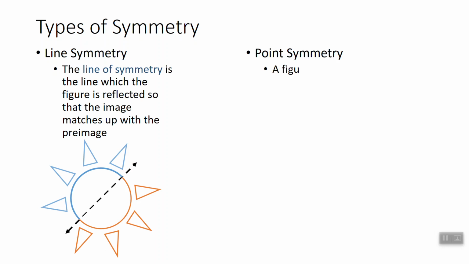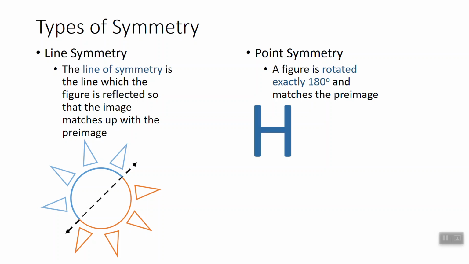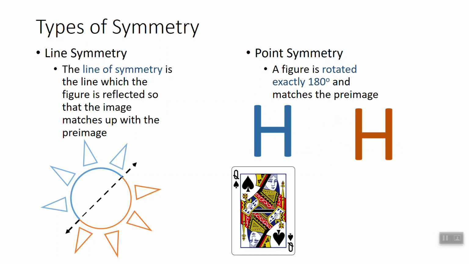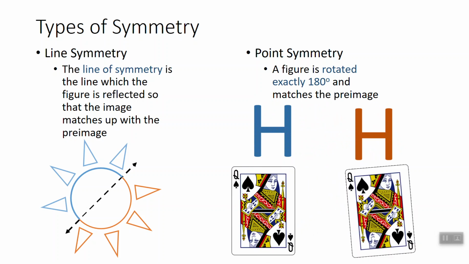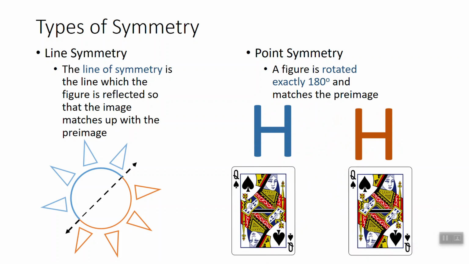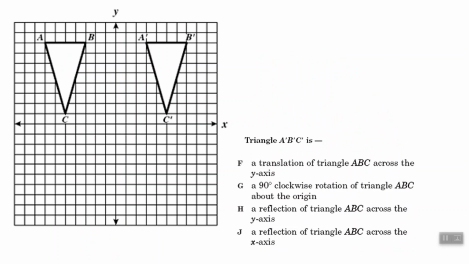Another type of symmetry you're going to see is point symmetry. This is a figure which matches the pre-image when it's rotated exactly 180 degrees. So for example, with this letter H, if we take it right side up and we rotate it 180 degrees, we see that it's identical. Same with this playing card, the Queen of Spades. When it's right side up and when it's upside down, identical. This is point symmetry. Here's some examples of our transformations and symmetry problems.